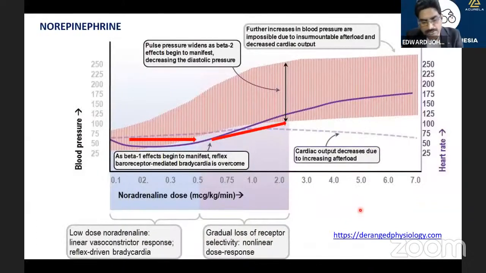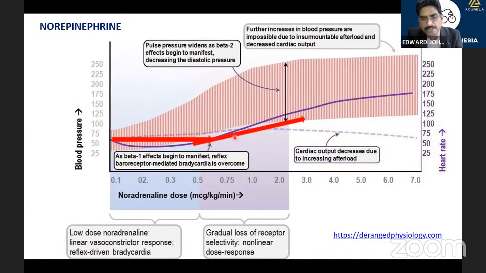So this is interesting. You see, norepinephrine in the lower dose, that is 0.1 to 0.5 microgram per kg per minute, has a linear vasoconstriction effect, and there is a reflex bradycardia. Now, when the dose exceeds 0.5 microgram per kg per minute up to 2 microgram per kg per minute, the linear vasoconstriction effect is lost, and stimulation of the beta-1 receptor starts. That produces tachycardia, so your reflex bradycardia is overcome by this dose.